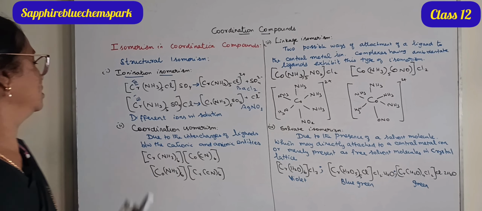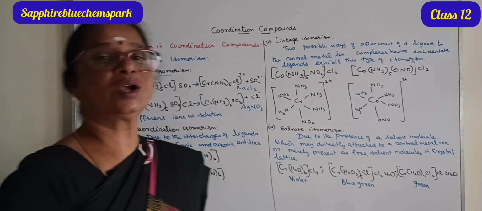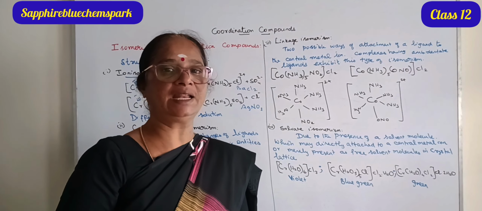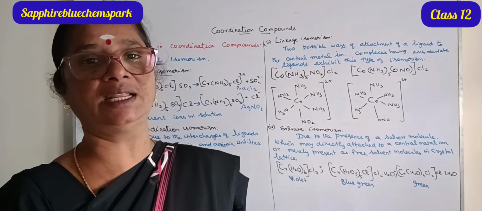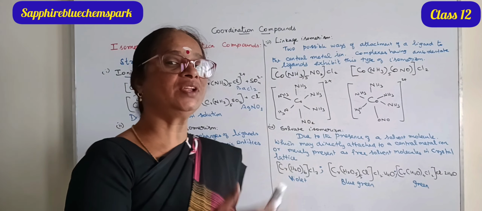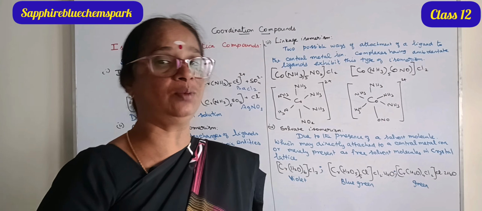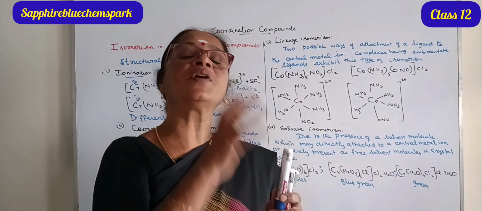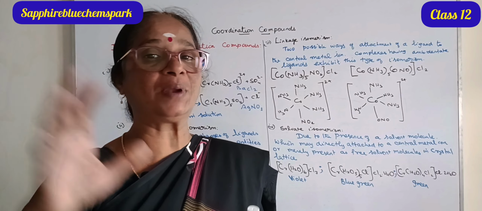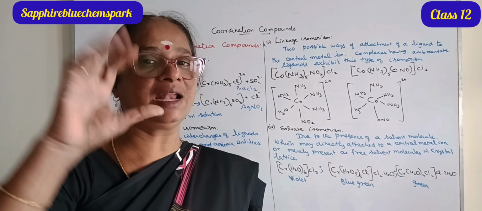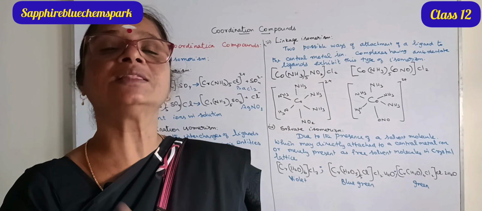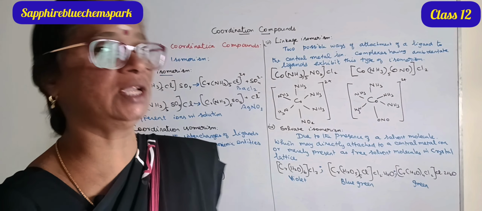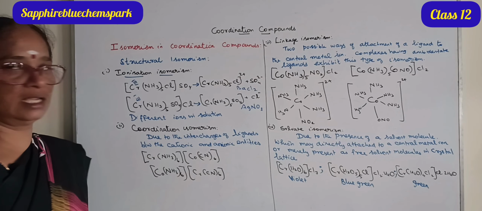Then the next one, coordination isomerism. Coordination isomerism is possible where both of the entities are complex entities. That means one will be the complex cation and the other will be the complex anion. The complex cation is made up of neutral ligands and the complex anion is made up of anionic ligands. In such a way, the ligands can exchange among the metal ions. That gives rise to coordination isomerism.